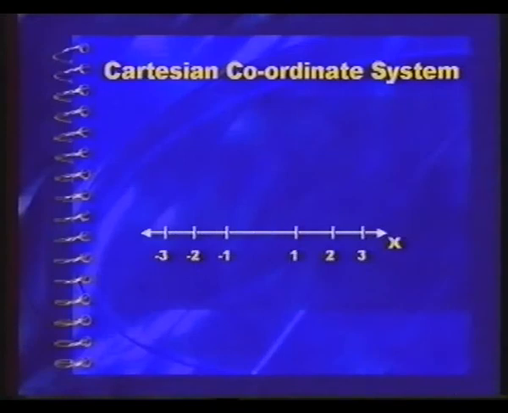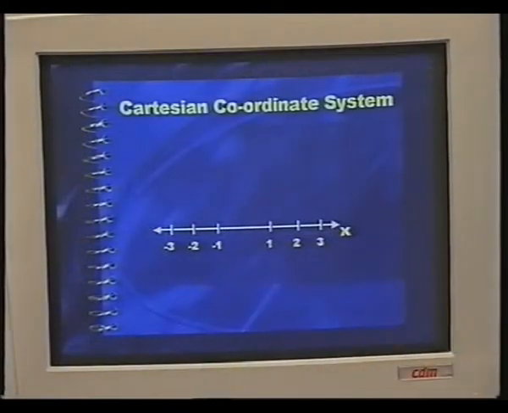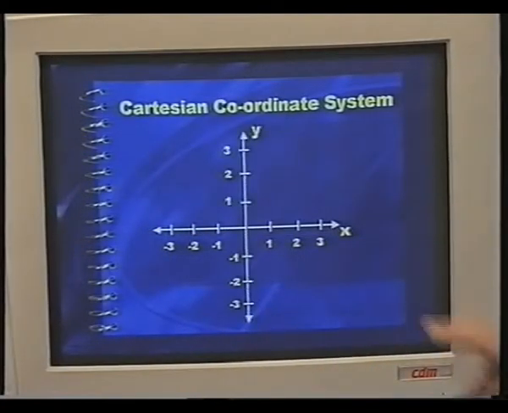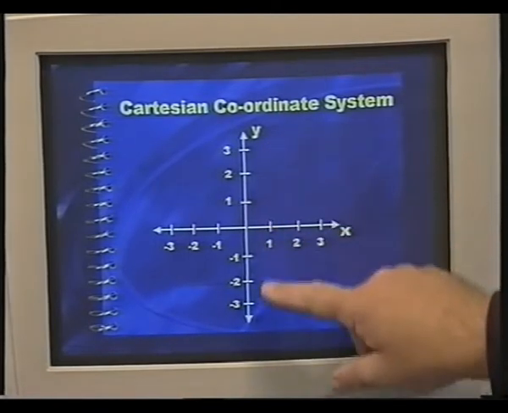How do you represent points in space? Well, Cartesius thought of this idea of two axes at right angles to each other. Let's have a look on the screen. We've got an x-axis, the horizontal axis, and you see a number line with 1, 2, and 3, positive to the right and negative to the left, 0 in the middle. And then we've got the other axis, the y-axis, at right angles to that.